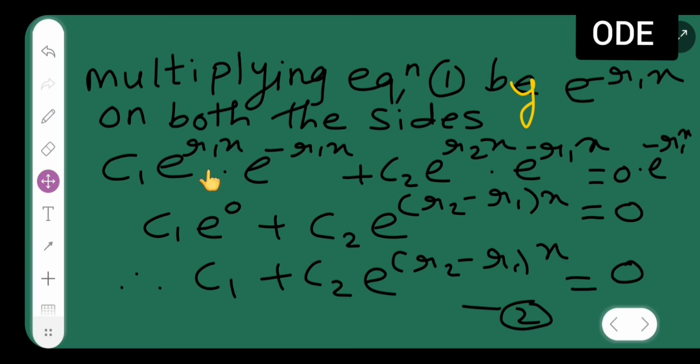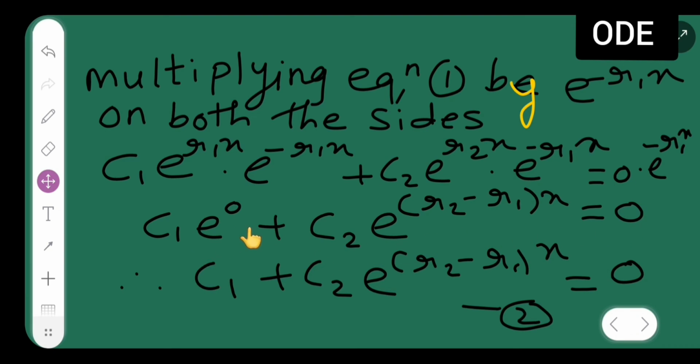Now e raised to power of r1 x minus r1 x will be what? It will be 0, right? So that's what I have done, e raised to power of 0. So c1 into e raised to power of 0 plus c2, write it as it is. Now x is common for both. So write r2 minus r1 in the bracket into x, e raised to power of this. Now this is equal to 0 because if you multiply anything with 0, it will be 0.